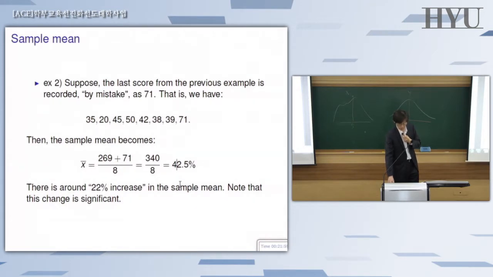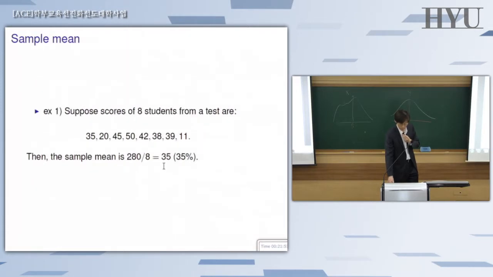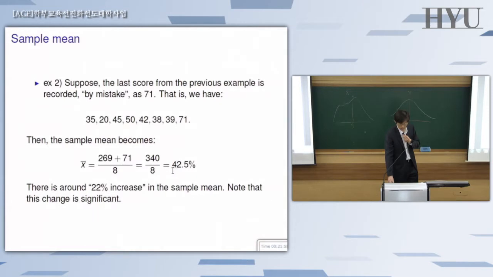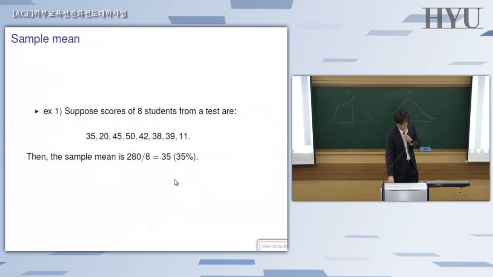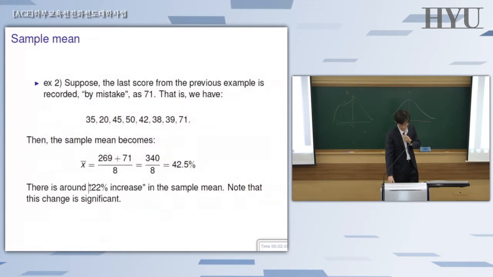Yeah, exactly. So always, if you want to compute the percent change, first figure out what the difference is, the difference between the previous value, which is 35, and the subsequent new one, which is 42.5. So the difference is 7.5, and then you just divide it by the previous value, which was 35, and you'll get this 22%. So obviously this is a big increase.